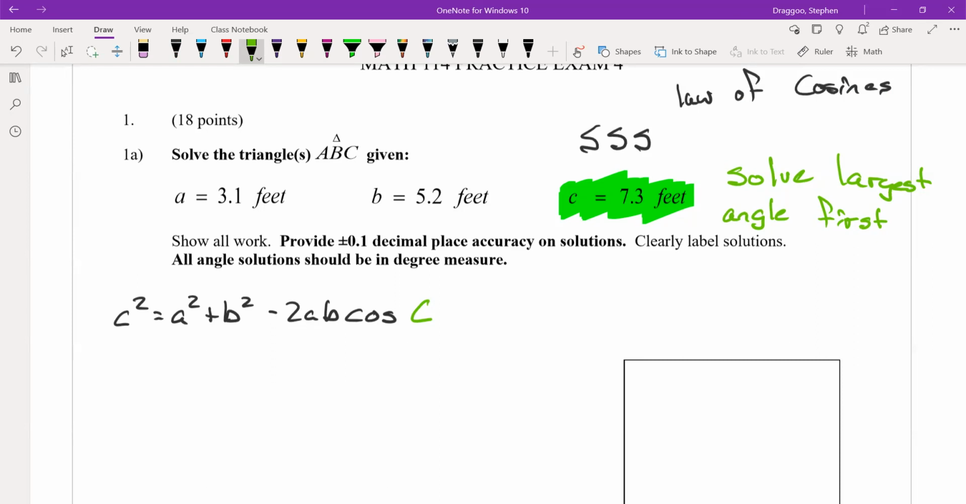So if I rearrange this equation to solve for angle C, that means I want to isolate cosine of C. So I'm going to add this 2AB cosine C to the other side, leaving A squared and B squared where they were. And then also I'm going to move C squared to the other side. So A squared plus B squared minus C squared.